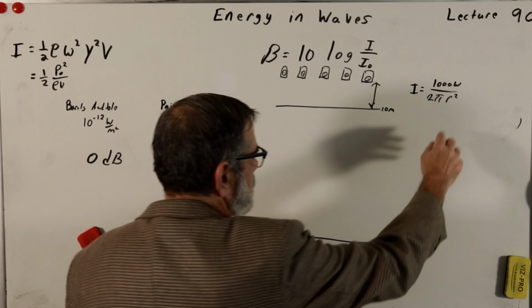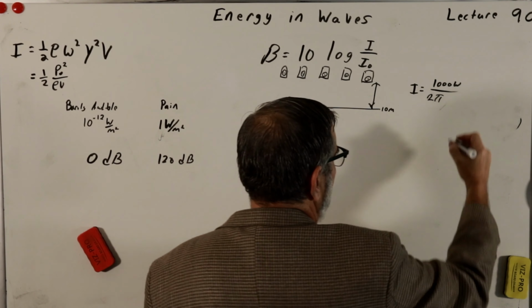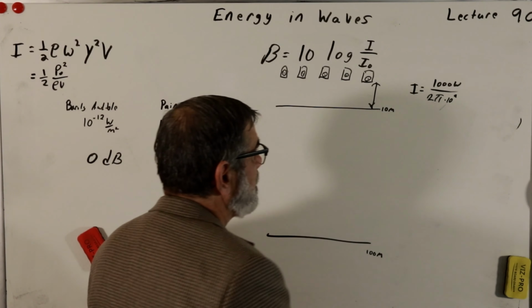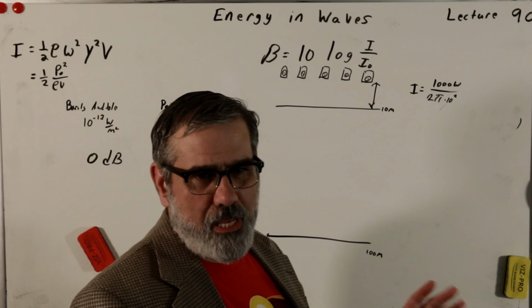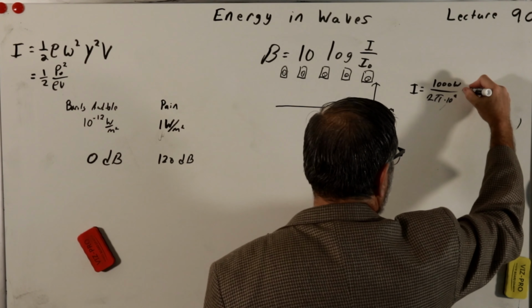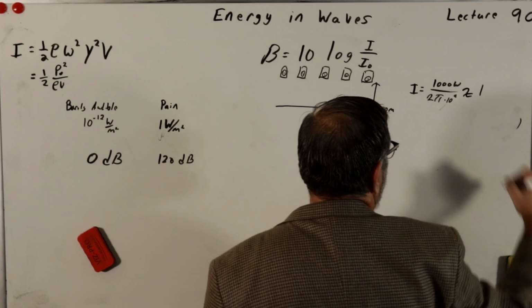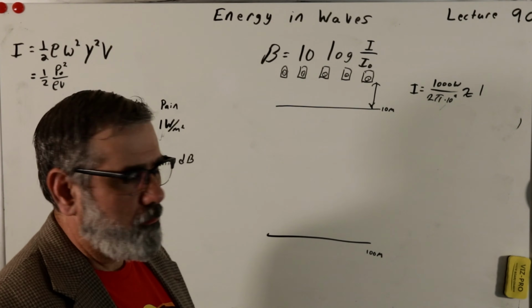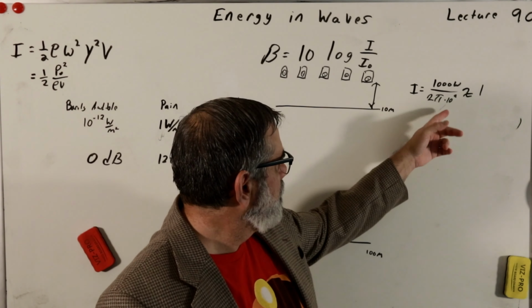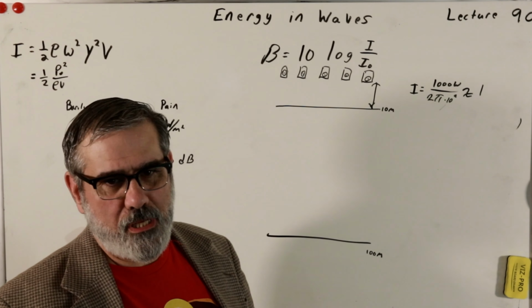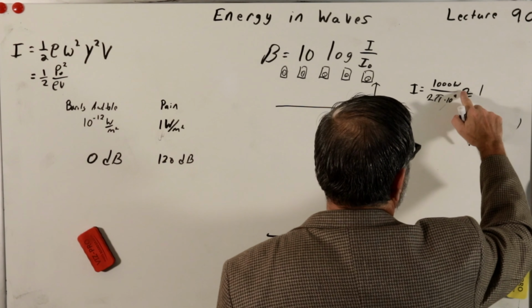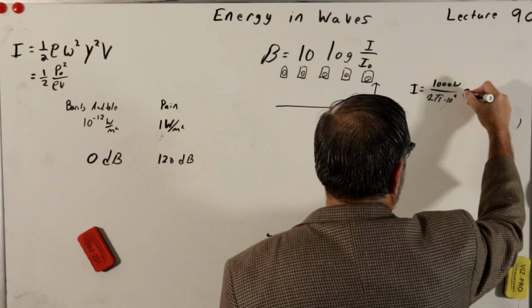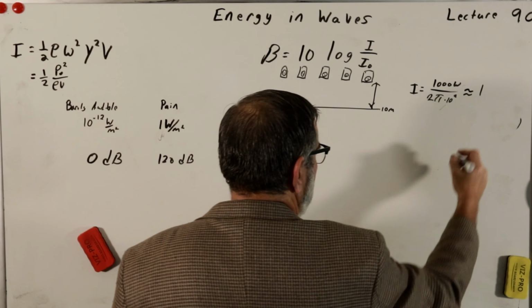In this case, r is 10, so r squared would be 100. 2 pi is approximately 6, so this is going to be like 1.6 or so, but for ease of argument, we'll say it's approximately equal to 1. In reality, it's more like 1.6, because 1,000 divided by 600 is about 1.6. But we'll say this is approximately 1.